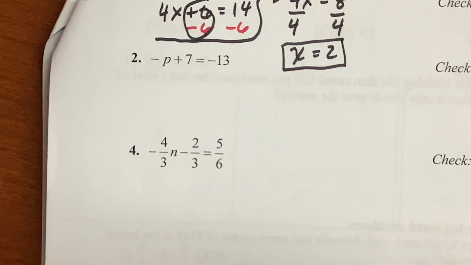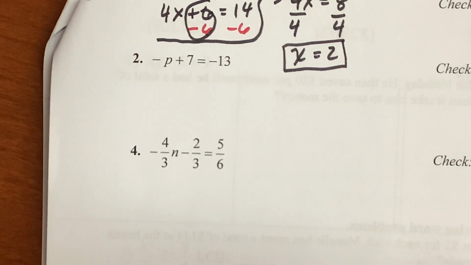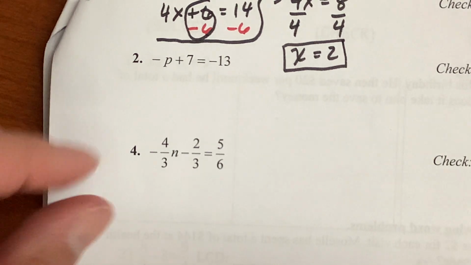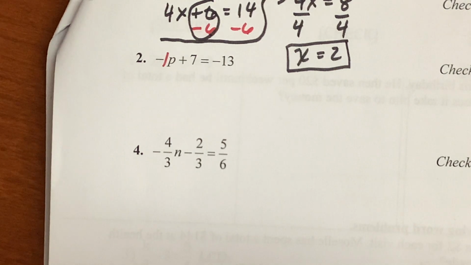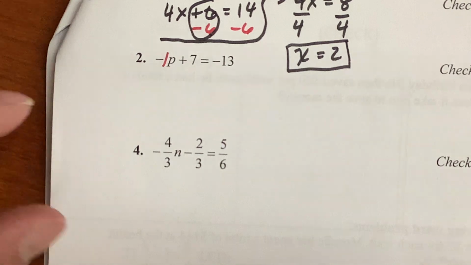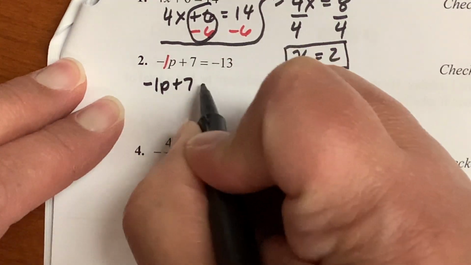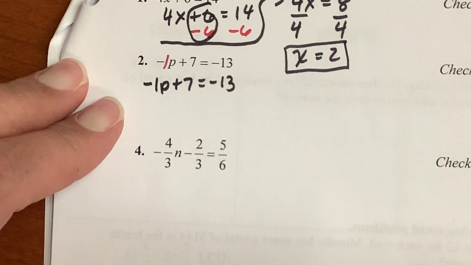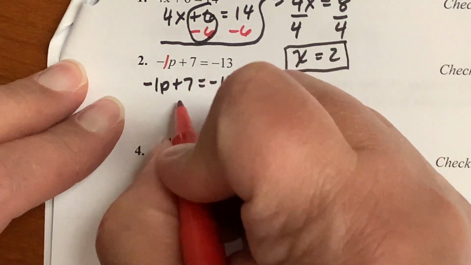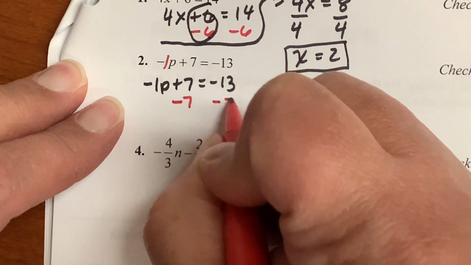Let's look at this one. Look at this problem, negative p. See how there's so much nice space between the negative and the p? That's because it gave me room for my invisible 1. Negative 1p plus 7 equals negative 13. So, negative 1p plus 7 equals negative 13. All right, my inverse is to add 7 to both. Oh, wait, no. It says add 7, so I have to do the opposite. Subtract 7 from both sides.